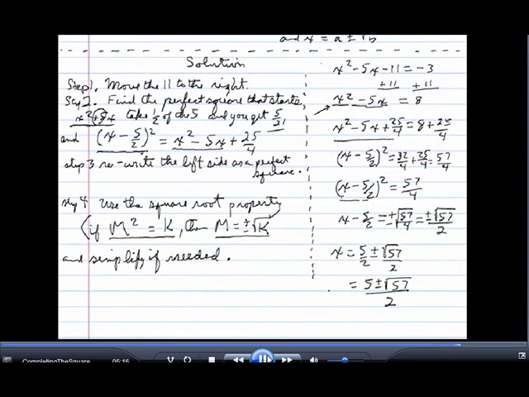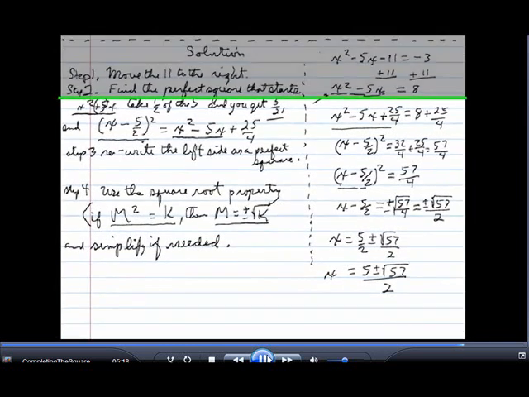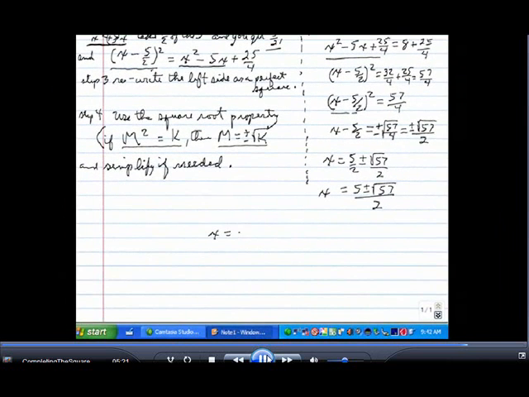Now recall that that answer is simply a shorthand for two answers. In other words, one answer is x equals 5 plus the square root of 57 over 2. And if you decide to make a decimal answer out of that, make sure that before you go into your calculator you remember that there's a parentheses around that top. If you don't put a parentheses there, you'll get the wrong answer. And the second equation would be x equals 5 minus the square root of 57 over 2. And that is how you complete the square.